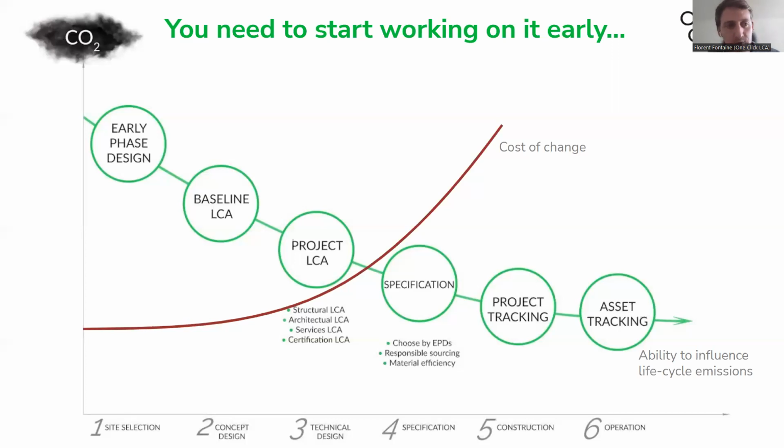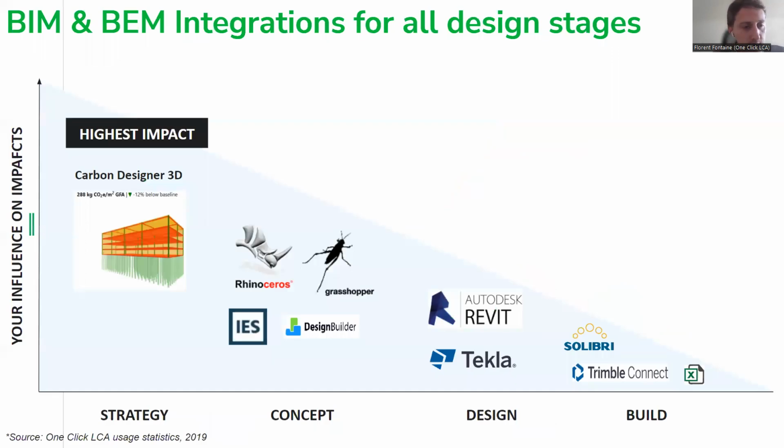And starting early in terms of life cycle assessment is quite difficult because you don't have any information. You don't have the quantity of material, you don't have the geometry, so you don't have drawings, you don't have models to export the data. So it's quite tricky actually to get the information and to perform building LCA early. So that's why at OneClick LCA we decided to create a tool specifically for that. This tool is called Carbon Designer 3D and is intended to help you at the strategic phase of the building. That's where you have the highest impact, and I will show you right after how to use that tool.